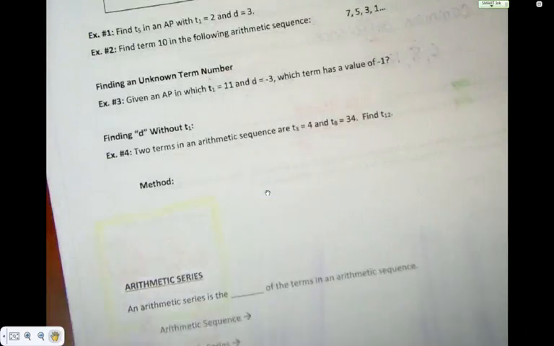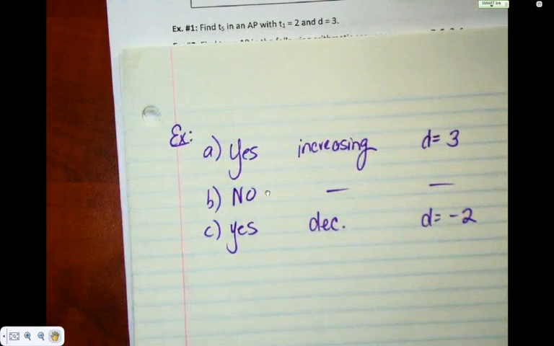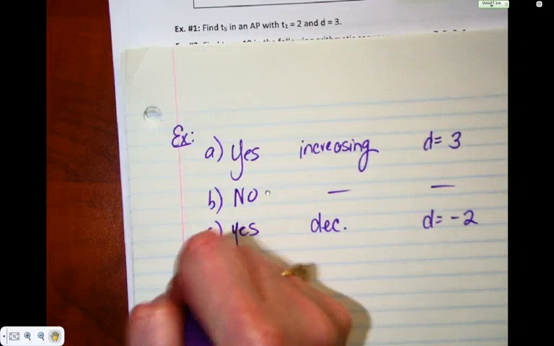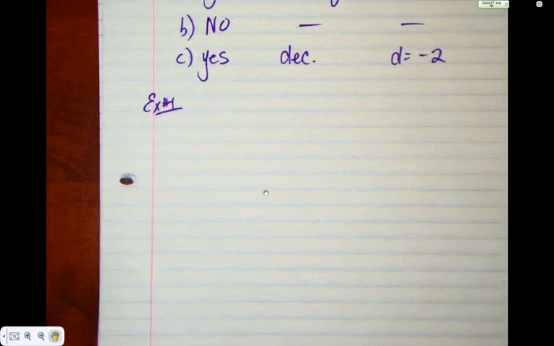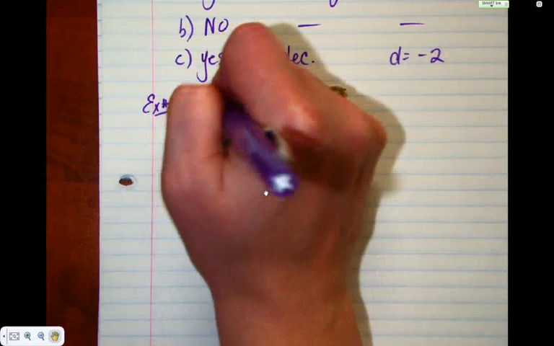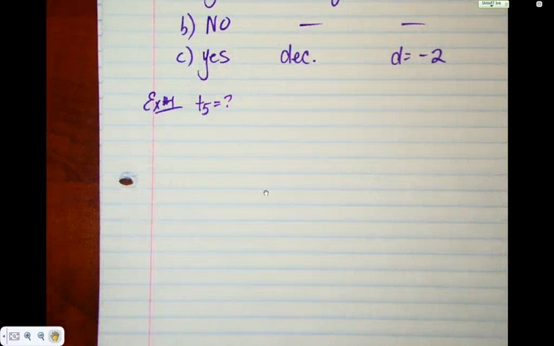Okay, so let's go to our page, example number 1. Here is a typical question. There's very little words in it because mathematicians don't like words. They told you that we want to find T5, so we know right away that's what we're looking for.